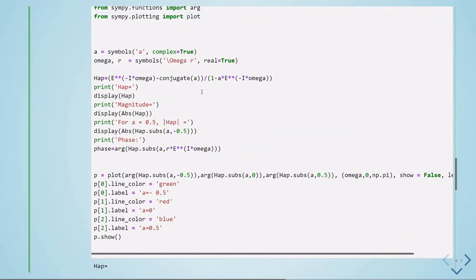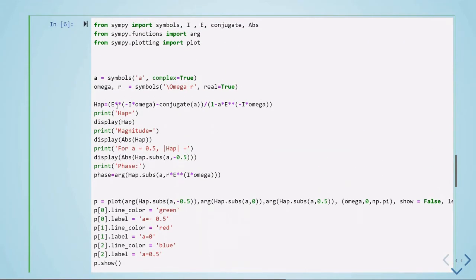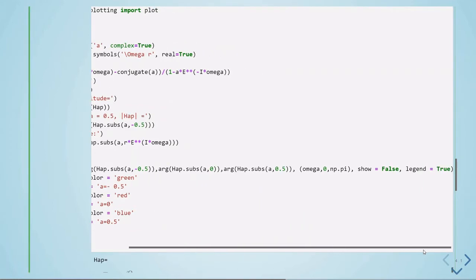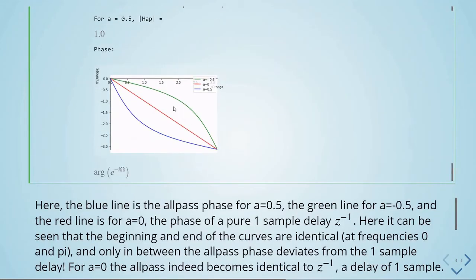So this is what I'm doing here. I'm replacing a by minus 0.5 in this equation here, and I am calculating the phase. Here I'm using a equals 0 and a equals 0.5, with omega going from 0 to pi, and this is the plot that we have here.